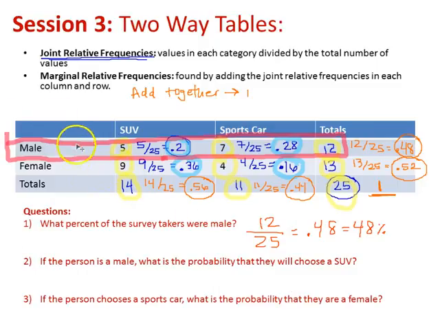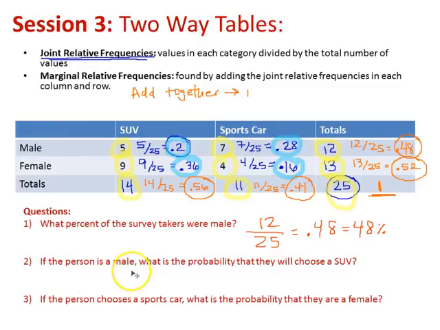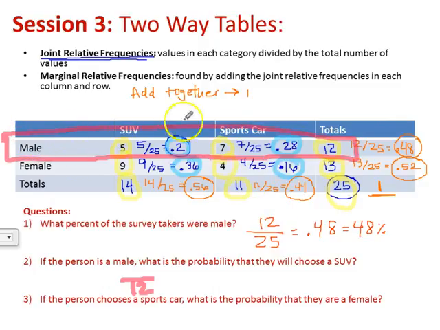All right, moving on to the next question. I'm going to get rid of that highlight so it's not confusing. It says, if a person is a male, what is the probability that they will choose an SUV? So how many total males did we have? We just talked about that. We had a total of 12. And out of those 12, how many chose a sports car? 7 did. So we'd have a 7 out of 12 chance. 7 out of 12, that's 0.58, which is 58% if we want to take it to a percentage.